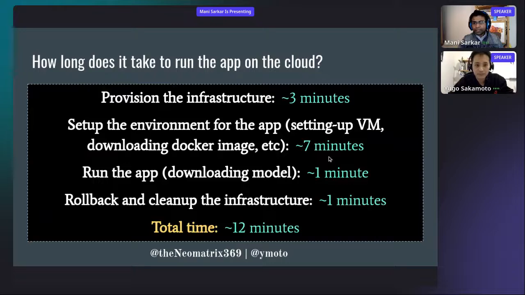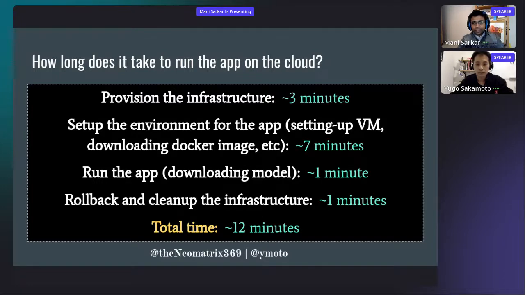I just want to summarize that it took 3 minutes, which you did not see because I was running it in the background, to provision the infrastructure, and then about 7 minutes to set up the virtual machine inside the infrastructure. Setting up the virtual machine means installing all the packages you need on top of the operating system, installing Docker, and downloading the Docker image. Once that's done, when I ran the command to run the application on the cloud, all it did was run the application. It quickly downloaded the model, and sometimes the downloading of the model can also happen in the second step, and that took about a minute.